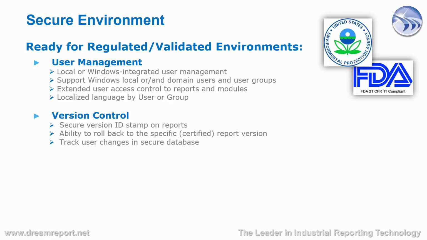Additionally, DreamReport includes version control, which is a necessary feature in highly regulated industries such as life sciences and biotech. With the version control feature in DreamReport, you have the ability to include a version ID stamp on specific reports. If version control is enabled in DreamReport, if a user makes a change to a report in Studio, before they can save the report, they will be required to check it in with a detailed comment. Not only does DreamReport keep track of all those changes, we also provide the ability to roll back or roll forward at any time to a specific or certified version of that report.